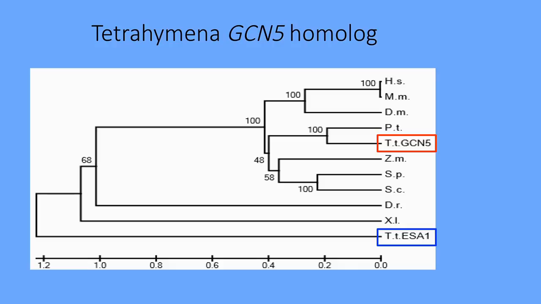So first off, whenever in our lab we look at trying to find the homologs, we do some phylogeny. And when you compare the Tetrahymena GCN5 to other organisms' GCN5s, this is what it looks like. It looks fairly good. And we always root it to something, and we're using Tetrahymena ESA1 here to show that they are distinctive. And you can see that the Paramecium and the Tetrahymena are grouped with some of the fungi and plants, and in a bigger grouping with vertebrates.